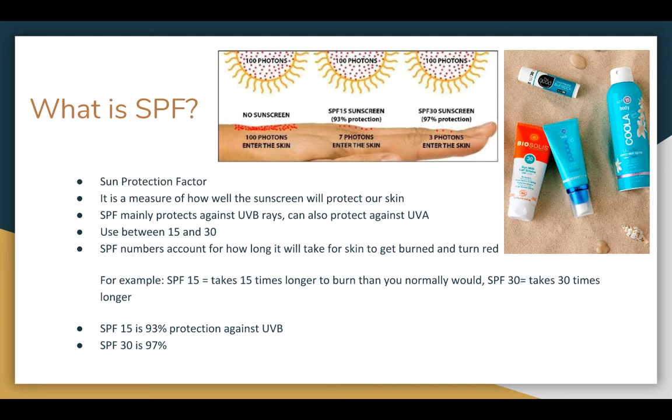So in terms of the SPF numbers, 15 and 30, they are accounting for how long it's going to take for the skin to get burned and to turn red. So, for example, if you have SPF 15, it's going to take 15 times longer for you to burn than you normally would. So, if you're very fair-skinned and you're very susceptible to getting sunburnt, let's say it takes 5 minutes. It's going to take 15 times longer if you're using SPF 15. And then likewise, if you're using SPF 30, it's going to take 30 times longer.